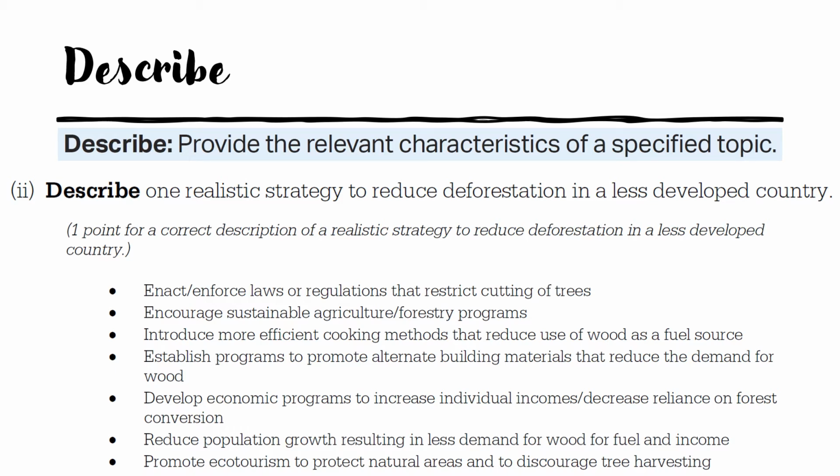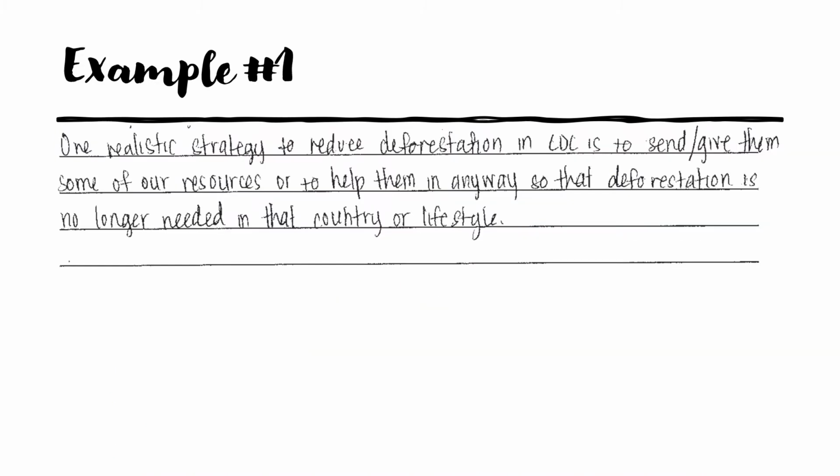Let's take a look at some examples. In this first example, one realistic strategy to reduce deforestation in developing countries is to send or give them some of our resources or to help them in any way so that deforestation is no longer needed in that country or lifestyle. So what do you guys think? Does this earn the point or was it too generic? You guessed it, y'all. It was too generic.